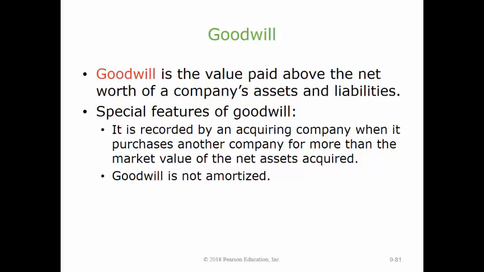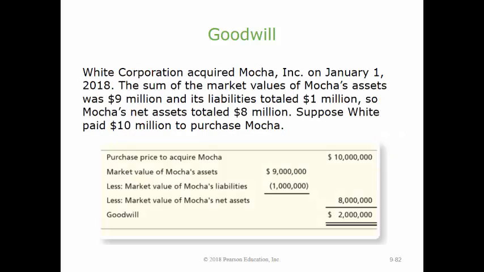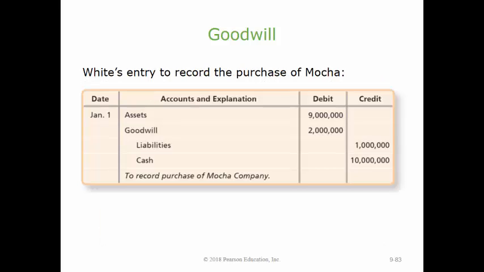According to GAAP, goodwill is not amortized. Instead, the acquiring company measures the fair value of its acquired goodwill each year. White paid $2 million above the market value of Mocha's net assets. Therefore, that $2 million is considered goodwill. White's entry to record the purchase of Mocha creates goodwill with a debit of $2 million.